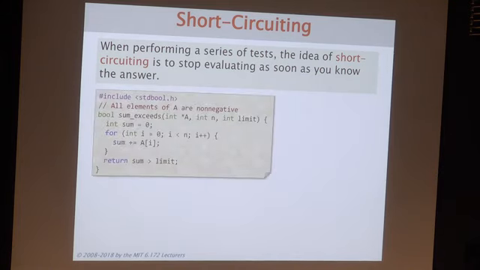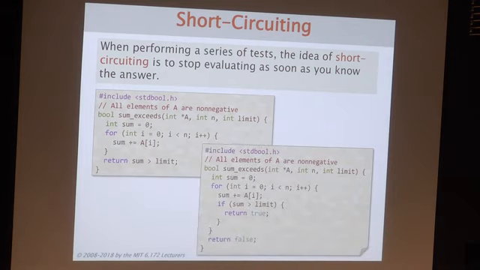So here's an example. Let's say we have an array A containing all non-negative integers. And we want to check if the sum of the values in A exceeds some limit. So the simple way to do this is you just sum up all of the values of the array using a for loop, and then at the end you check if the total sum is greater than the limit. So using this approach, you always have to look at all of the elements in the array.